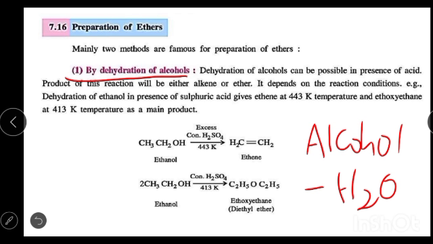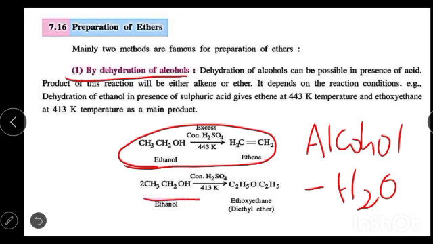But there are two possibilities. If there is excess concentrated acid, the alcohol will give ethene, an alkene. So we have to use the acid in a limited amount and at the given temperature. So dehydration of alcohols results in alkene or ether. We have to use the condition of 413 Kelvin, then only will we get our ether.